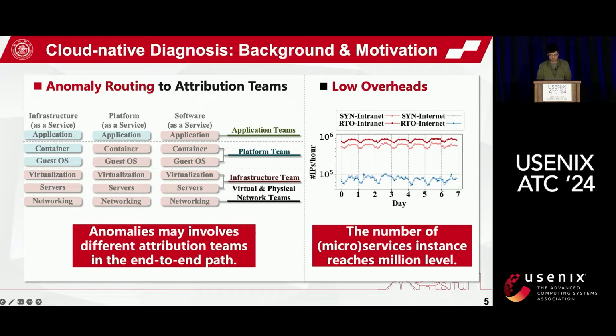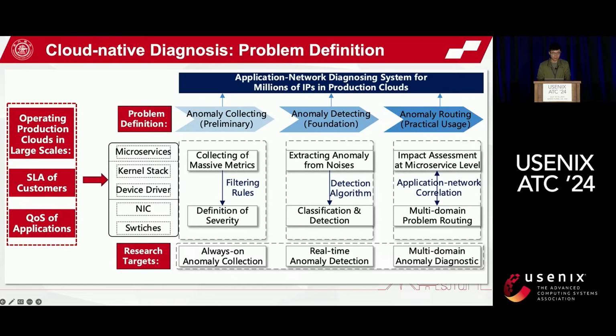Last but not least, the number of microservice instances or container IPs reaches the million level in a single cloud region. As an always-on service, the monitoring system should be carefully optimized for low computational and storage overheads, the lower the better for long-term capital and operating expenses. Okay, so on this basis, we summarize the problem definition of a cloud-native diagnosis system.